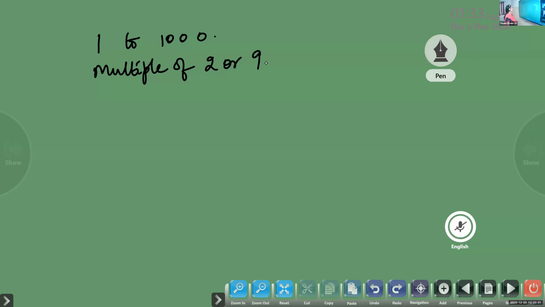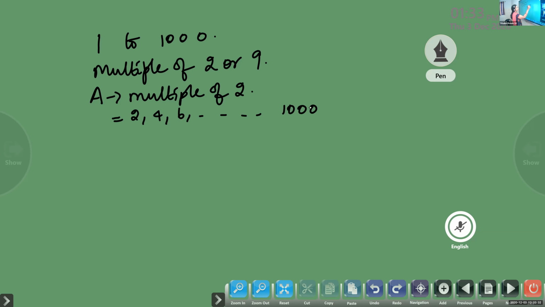So an integer is selected from 1 to 1000. We want the selected number to be either a multiple of 2 or a multiple of 9. Suppose A denotes multiple of 2. So what are the numbers you will get? Multiples of 2 means it may be 2, 4, 6, etc., up to 1000, isn't it? So what is P of A?